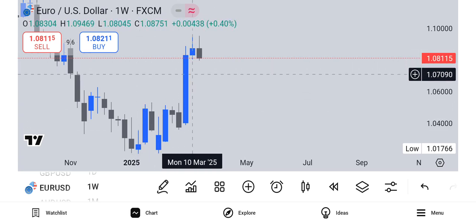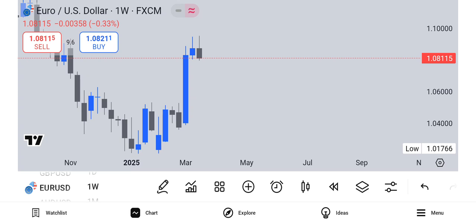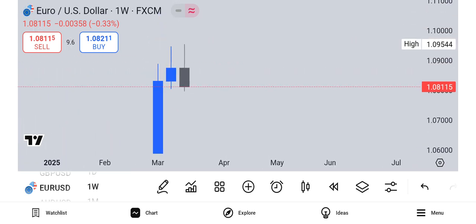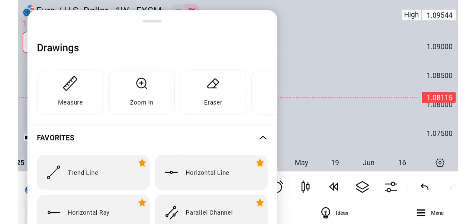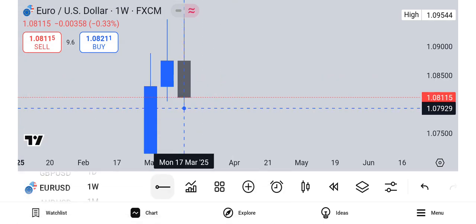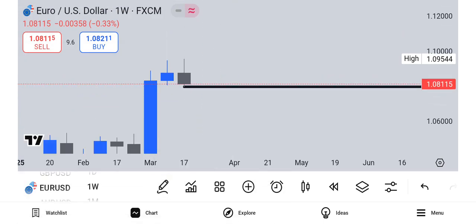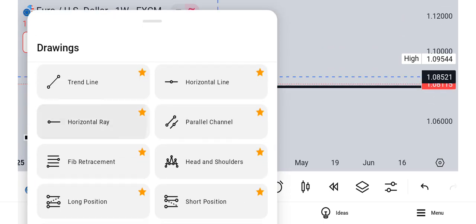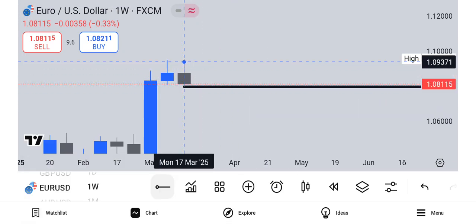So how can we time our entry with the help of the market structure? What you need to do is very simple and straight. Mark the high and low of the week. Let's not overcomplicate this. This is going to be the best strategy. Mark the high and low.